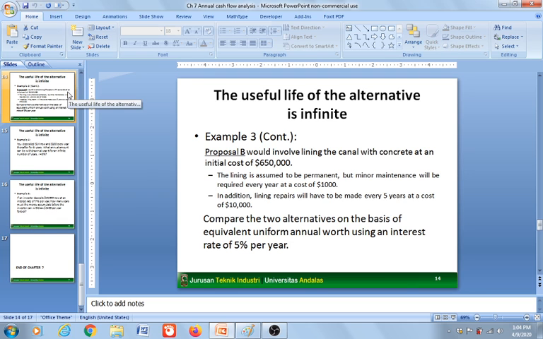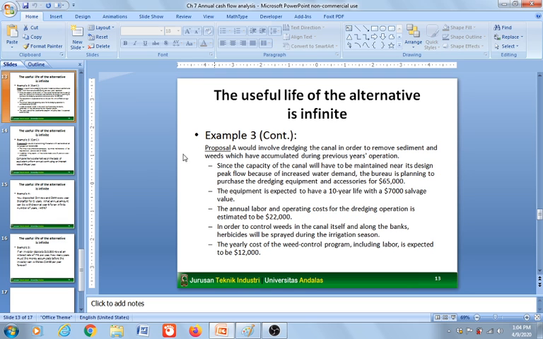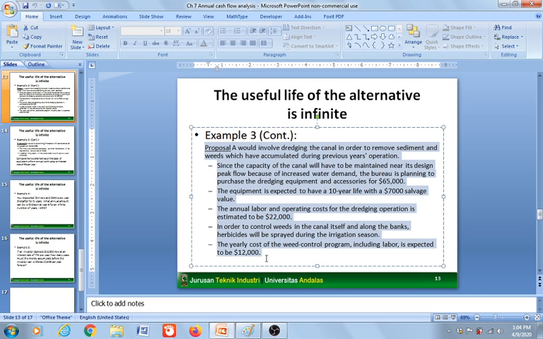Okay, so let's see proposal A. This is the proposal A.